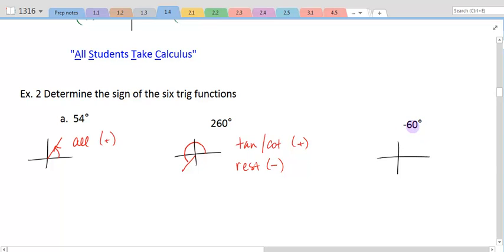If I have a negative angle measurement, that means I'm rotating clockwise instead of the standard counterclockwise. So if I go clockwise, I drop down immediately into quadrant 4. In quadrant 4, cosine and secant are positive, and the rest would be negative. All Students Take Calculus is going to help me determine what the sign is for each of my trig functions. Let's look at that maybe in a different way.